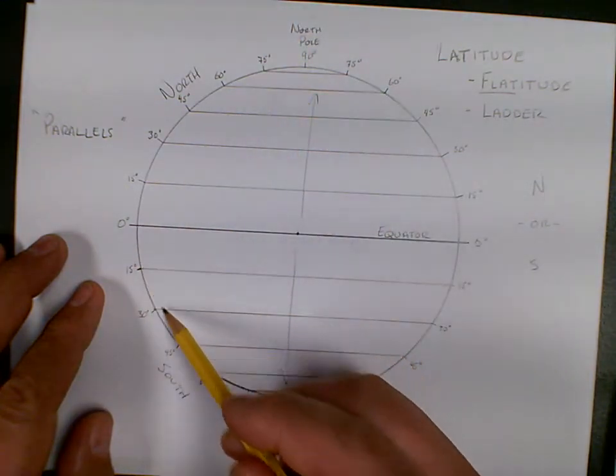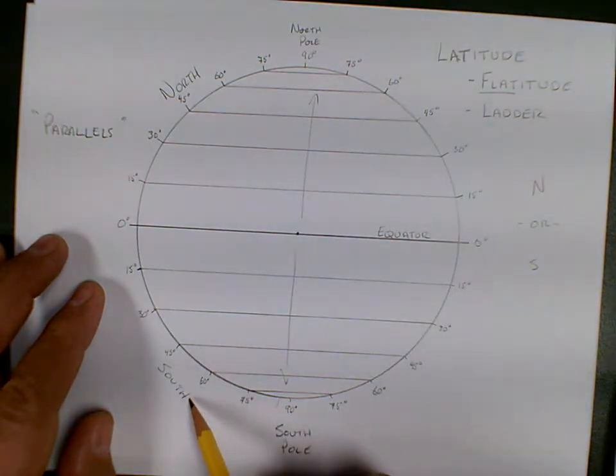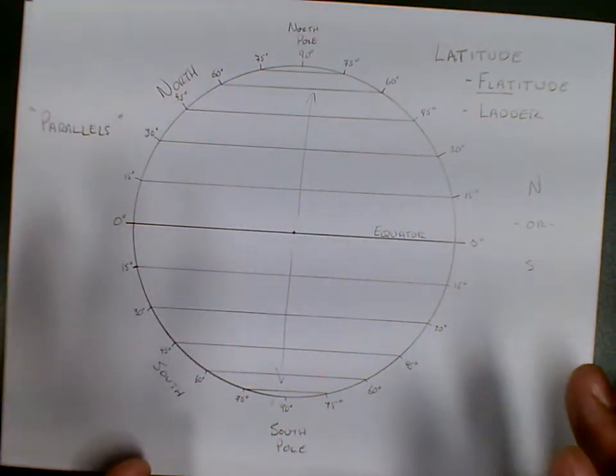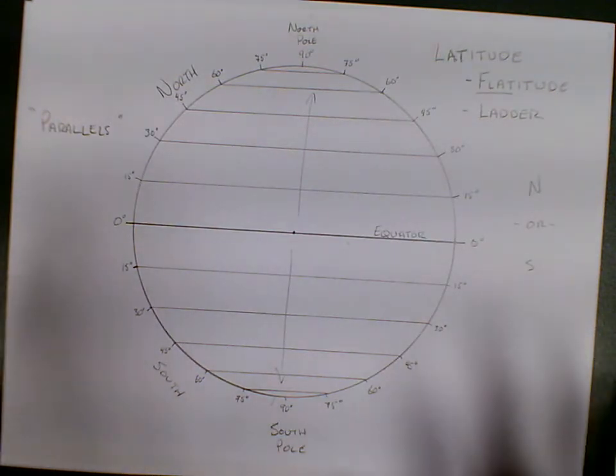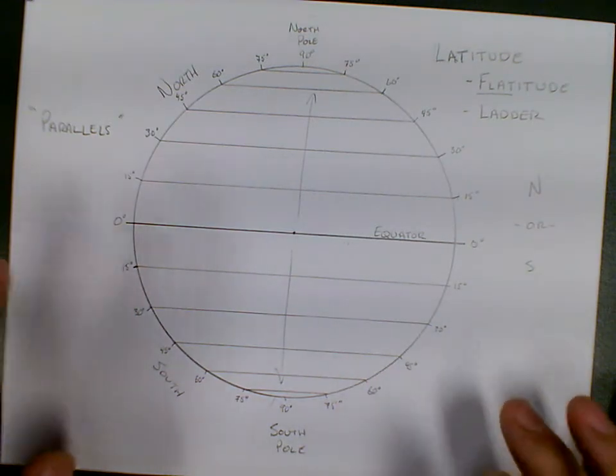And we can go from 0 to 90 the other direction as well, which gives us the northern hemisphere and the southern hemisphere. Latitude is only worried about measuring north to south. That's all. It doesn't worry about going side to side. So we either can go north or we can go south.